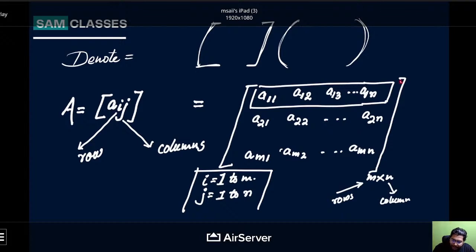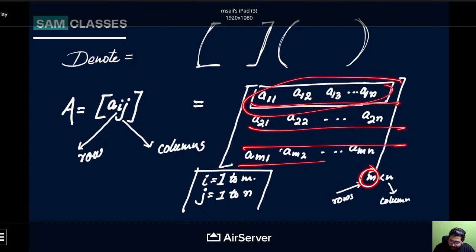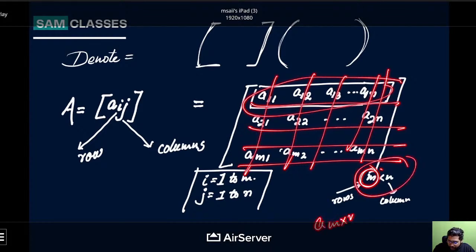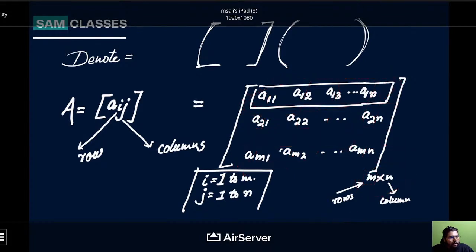Now for a matrix having m rows, 1, 2, 3 up to m, and n columns, 1, 2, 3, 4 up to n, it is denoted by A m cross n. That's the order of the matrix. Whoever is joining, do ping your name. Okay, just ping it fast.